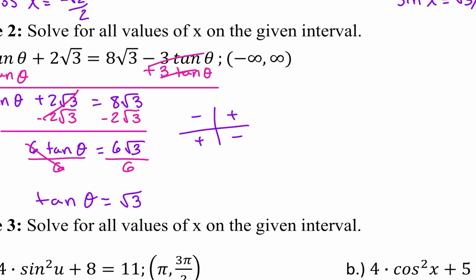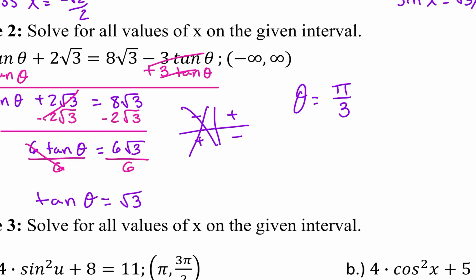So when does tangent give us positive square root of 3? Well, we know that's going to happen in quadrant 1. Again, we are kind of disregarding all of this over here. We know it's going to happen in quadrant 1 because that's where it's positive, and since it's the y divided by the x, I know that it happens at pi over 3.